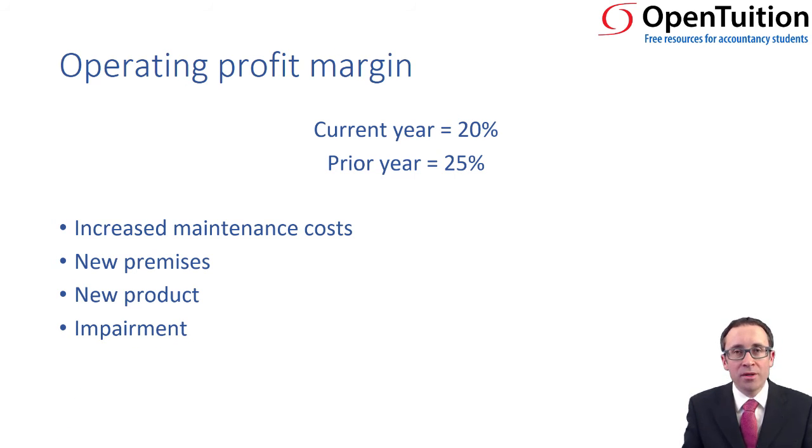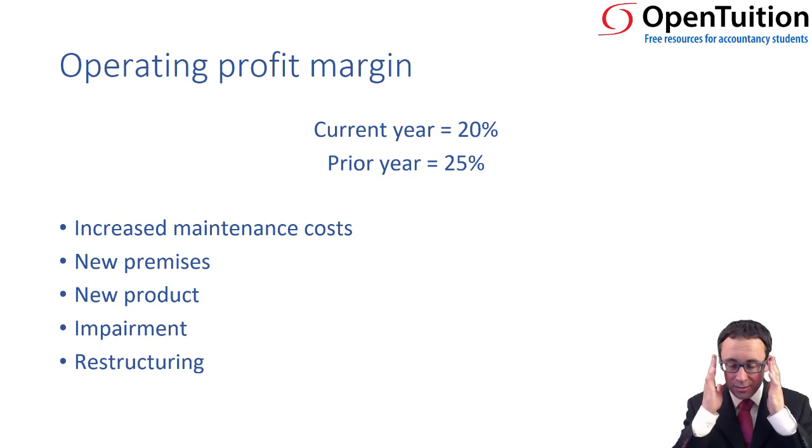Could be that there's an impairment within an asset. So maybe your head office has fallen in value. So that reduction will go through there, your administrative expenses. Again, that impairment might be one-off. So if you remove it, what actually happens to the margin?